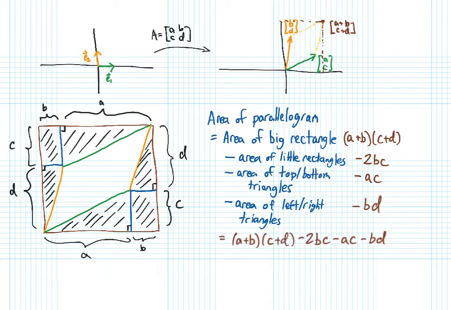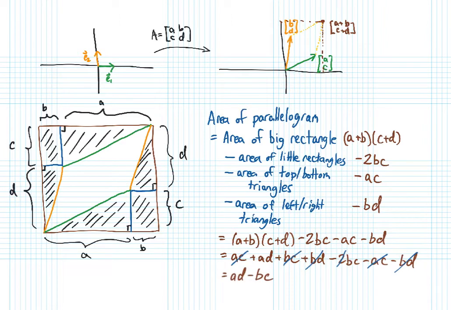So putting it all together, we've got (A plus B) times (C plus D) minus 2BC minus AC minus BD. And when you expand out the parentheses, you get some terms that you can cancel. And when you cancel and simplify, what you're left with is AD minus BC. That's the area of the parallelogram.